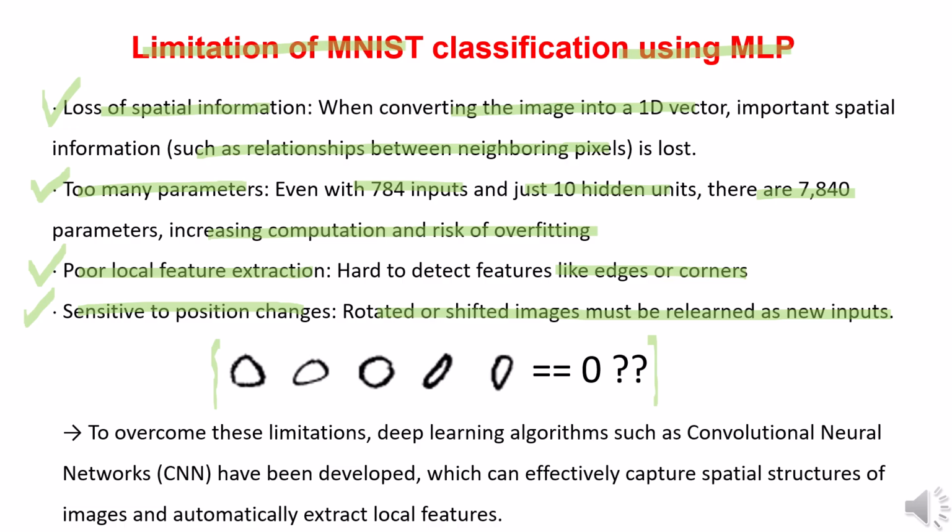To overcome these limitations, the convolutional neural network, or CNN, was developed. CNN better captures the spatial structure of images and can automatically extract features. We'll look into CNN in more detail in another video.